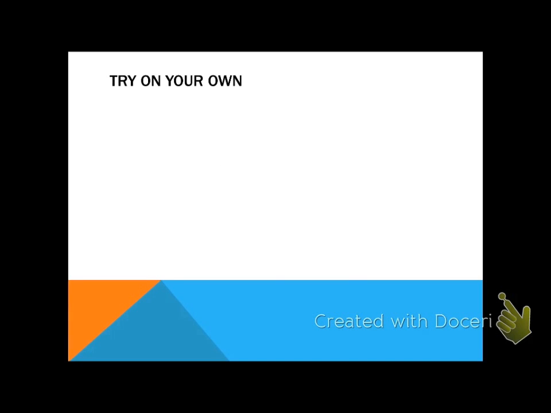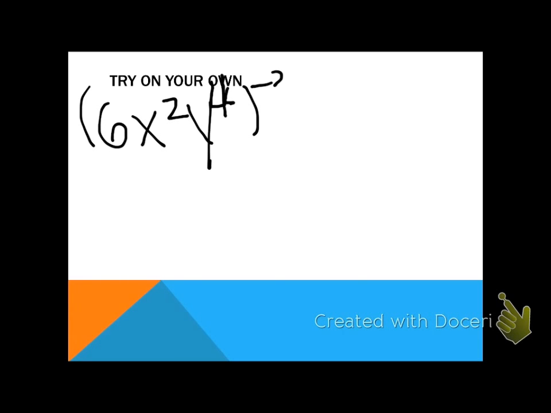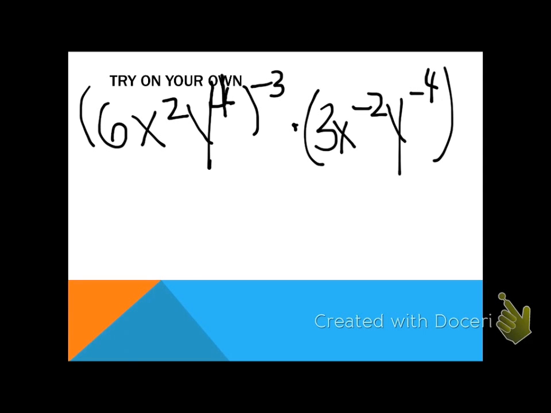Let's try one on your own. (6x^2y^4)^-3 times (3x^-2y^-4)^3. See what you get from this in just a few seconds.